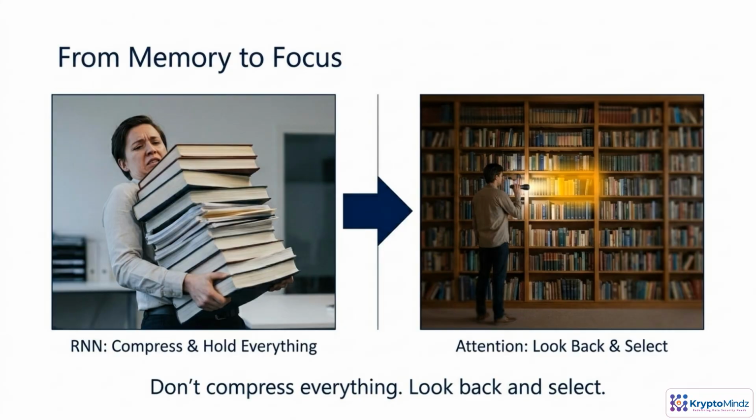Think about how you naturally read. You don't memorize every word. You skim parts, slow down on important lines, and sometimes jump back to check something. Attention in AI mirrors that behavior. Instead of storing everything perfectly, the model learns to look back at specific tokens and focus on the pieces that matter for the task.